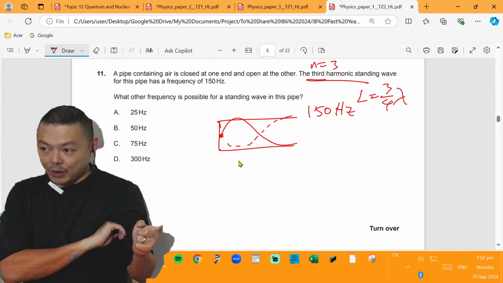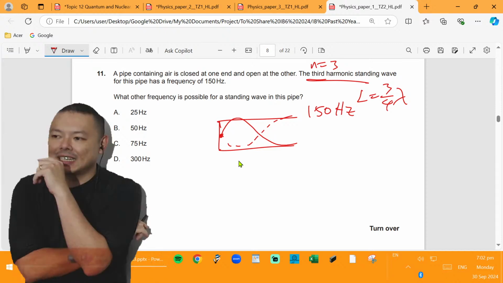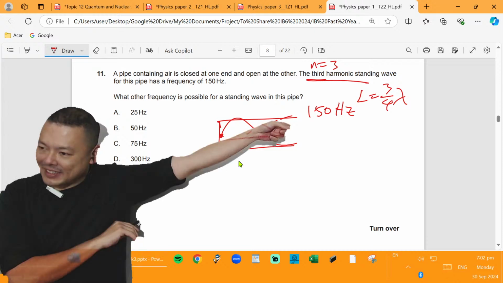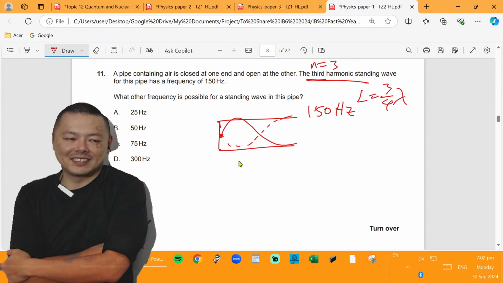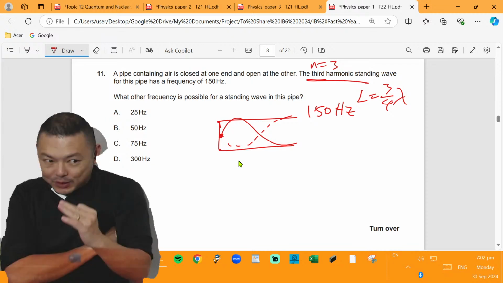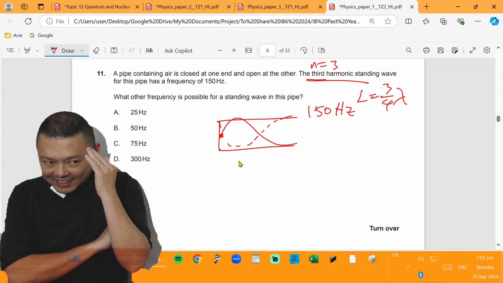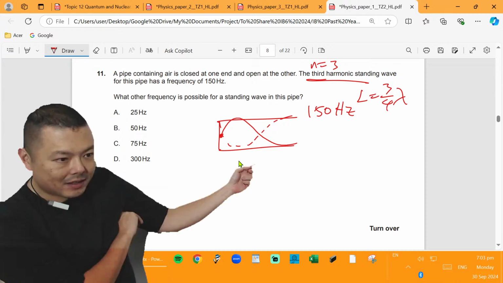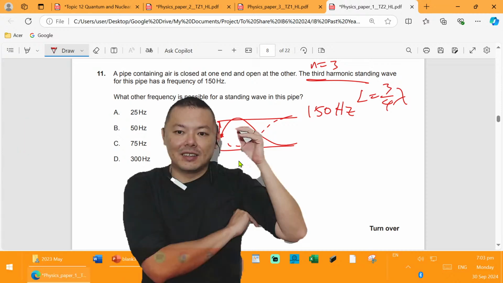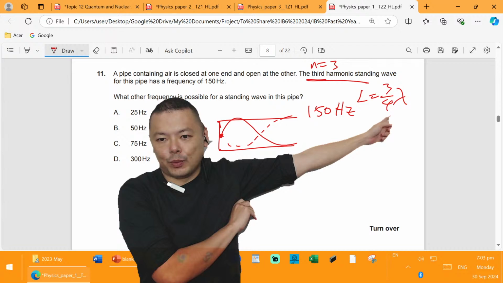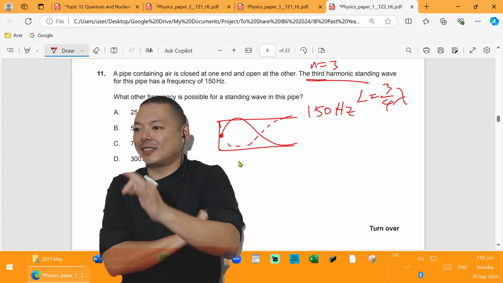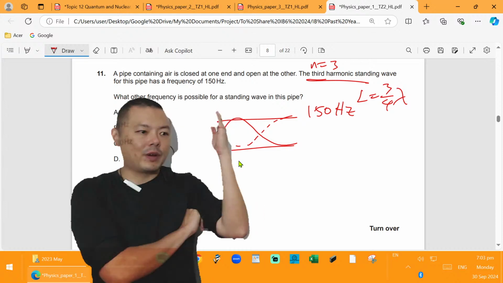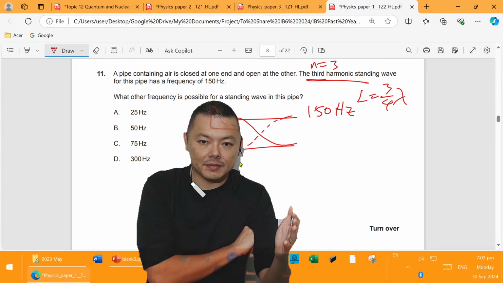In the actual IB question, they asked for the second harmonic. And the second harmonic is this one. So what do they want? As of May 23, the latest version, IB recognizes that when you have one end closed, one end open, when they say third harmonic, it's the 3/4 wavelength. This is the standard we are following now because this is the latest standard. If they decide to change, we can go and fight with them after that.